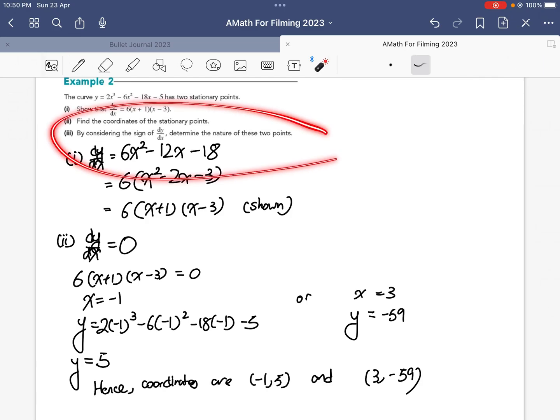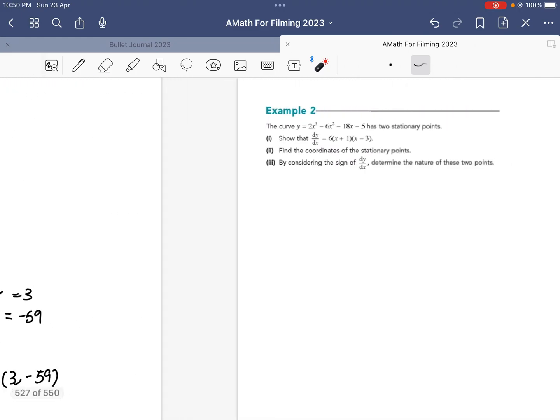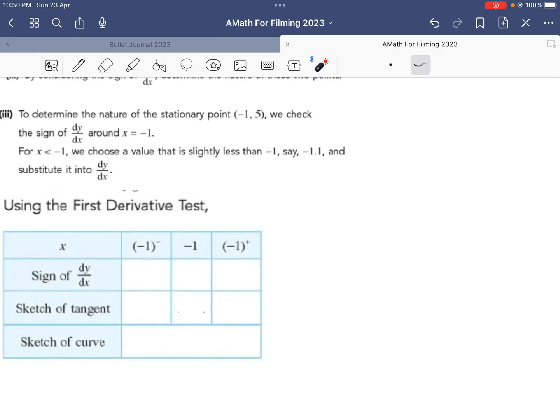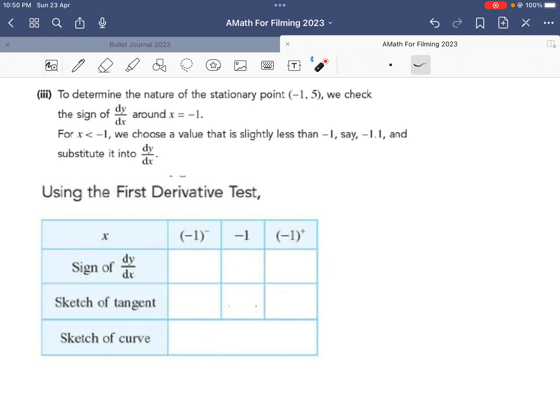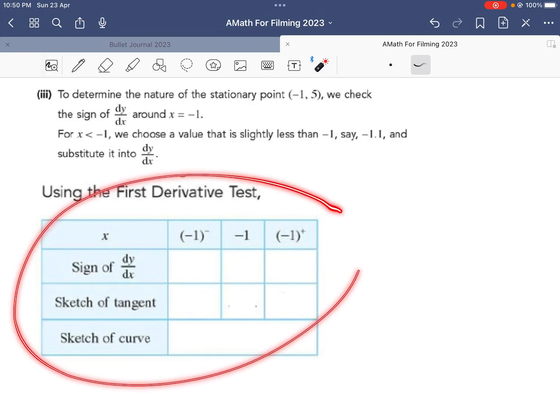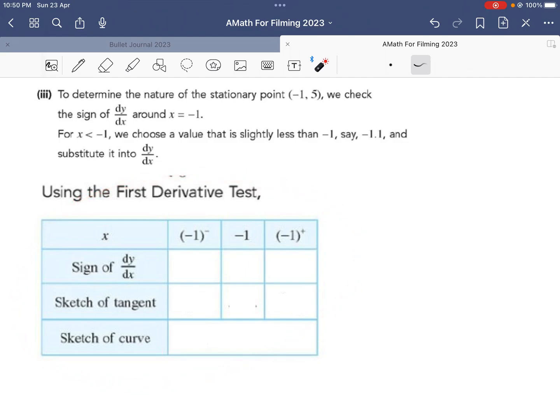Now part 3 is the new one. By considering the sign of dy/dx, determine the nature of these 2 points. Okay, here we go. We have already found the 2 points, (negative 1, 5) and (3, negative 59). So now what we're going to do is this. When we use a first derivative test, you need to draw this table here. No need to use a ruler, no need to be so nice. Basically, you just use a rough sketch. What you need is x, the sign of dy/dx, the sketch of the tangent, and the sketch of the curve itself.